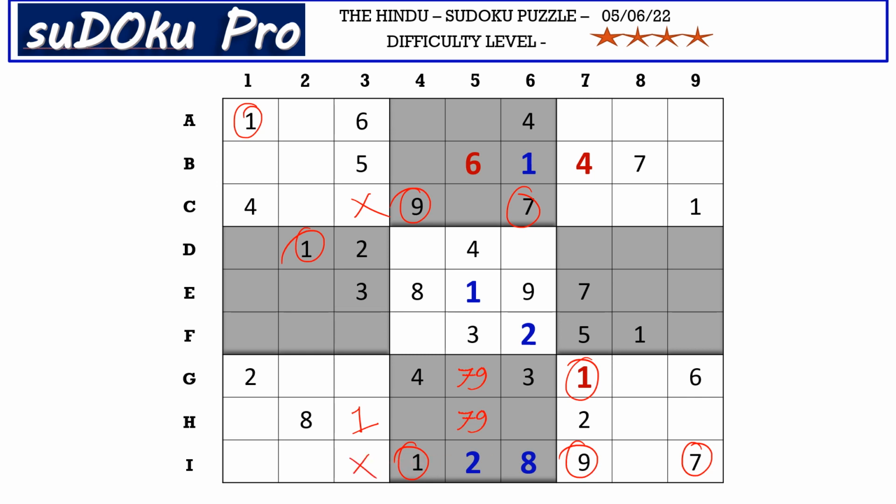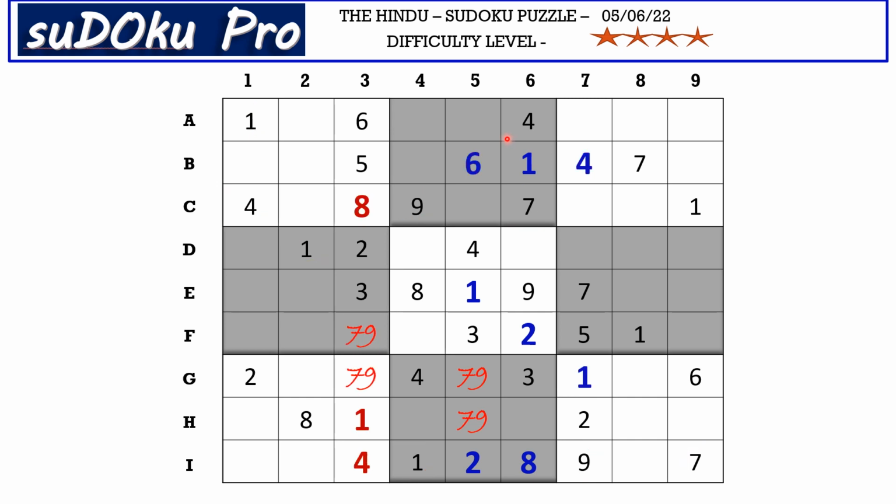Now in column 3 there are only 2 cells left empty. So these two cells obviously take the 7-9 pair. Now in column 3 there are only 2 empty cells and the missing numbers are 4 and 8. Since there is a 4 blocking from C row, C3 takes 8 and I3 takes 4.